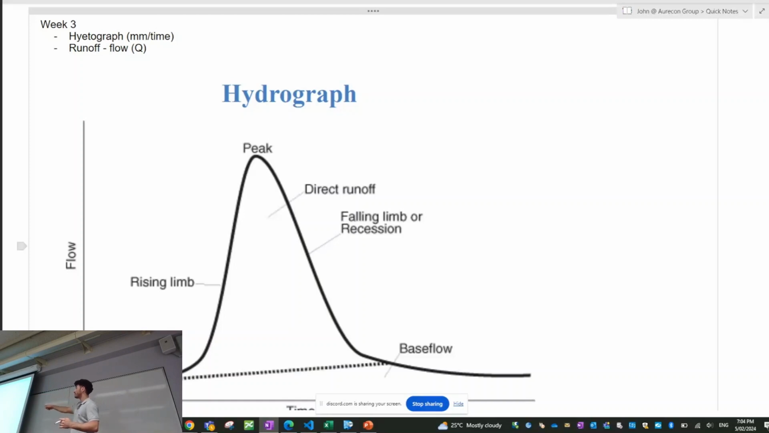A hydrograph is different. A hydrograph is the amount of water that's flowing through a waterway over time. So if you look at the unit of measurement for a hyetograph, it's millimeters over time. The hydrograph is going to be meters cubed over time, right? Because it's the volume of water flowing through a waterway.